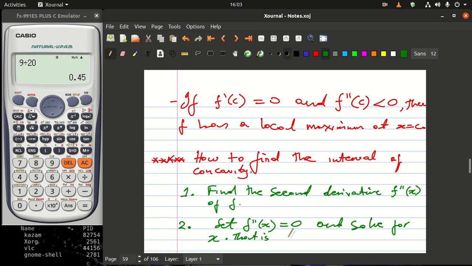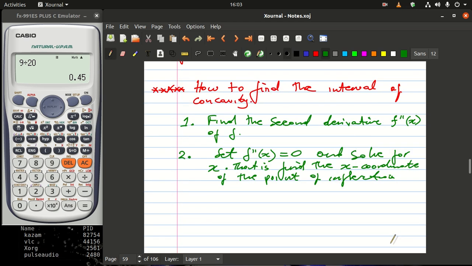That is, find the x, this is not the coordinate here, the x coordinate of the point of inflection. Remember that the point of inflection is whereby the function is changing concavity. So you will find that.